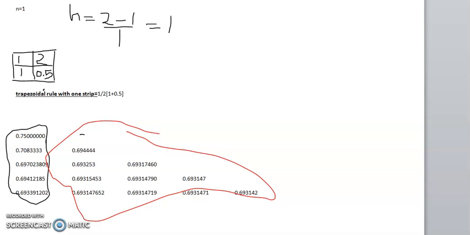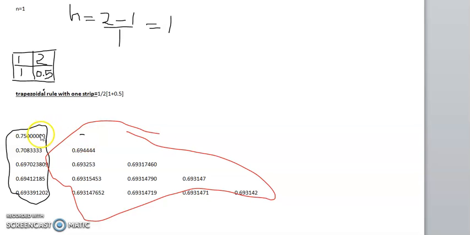When you continue that way, doubling your number of strips, the second one, which is 2 strips, you'll get 0.708333. The one with 4 strips, you'll get 0.697023809. That is using the trapezoidal rule. The fourth one, which has 8 strips, you get 0.69412185, and the final one you get that answer.